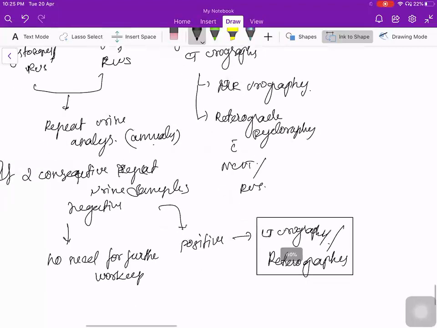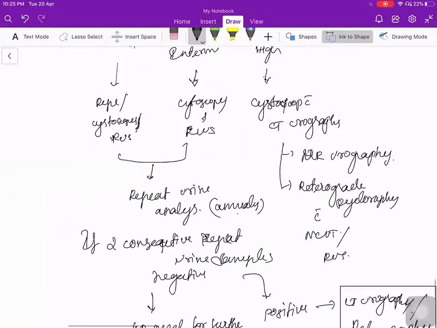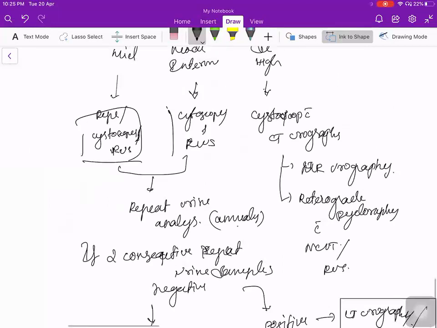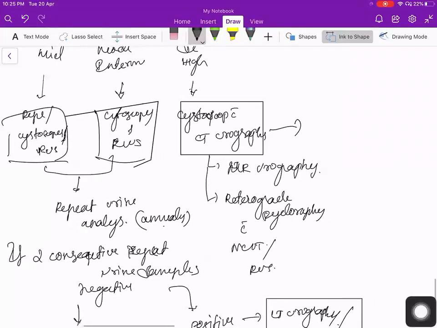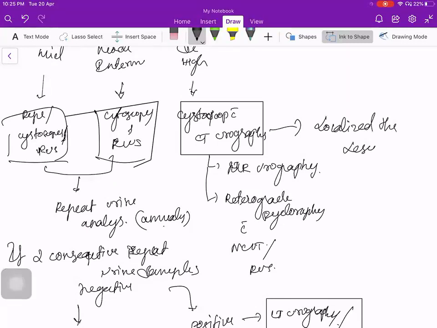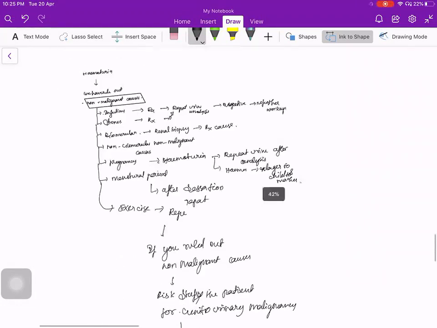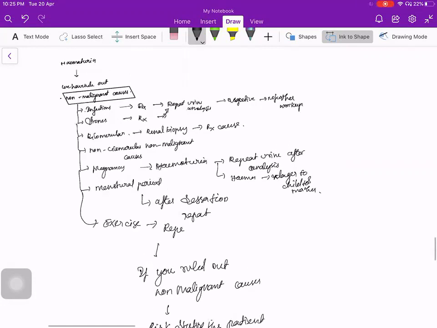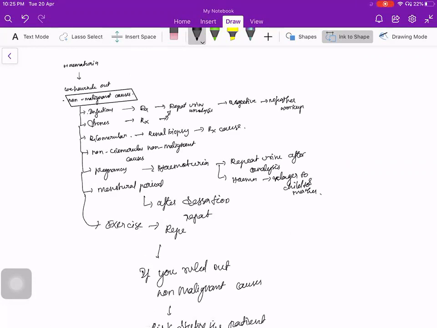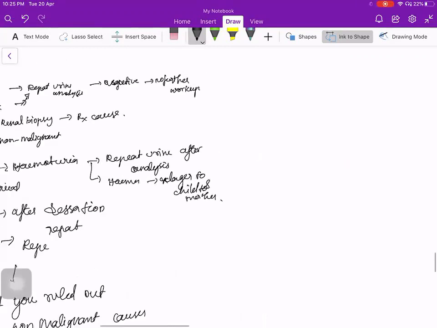So once you are doing these imagings, if you find any cause, if you have localized the lesion, we have to treat the cause. This is the ultimate approach for hematuria. And what are all the things? There are 22 recommendations. So the important recommendations I will say.